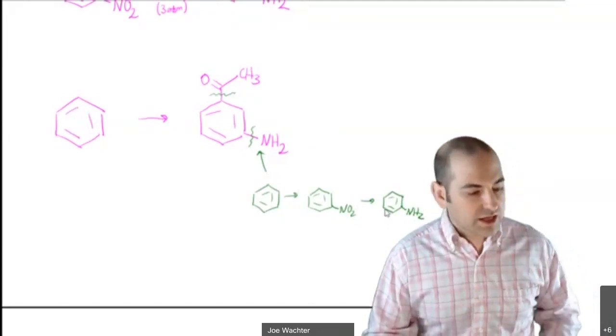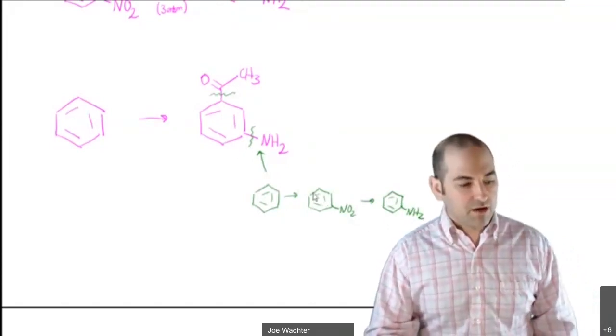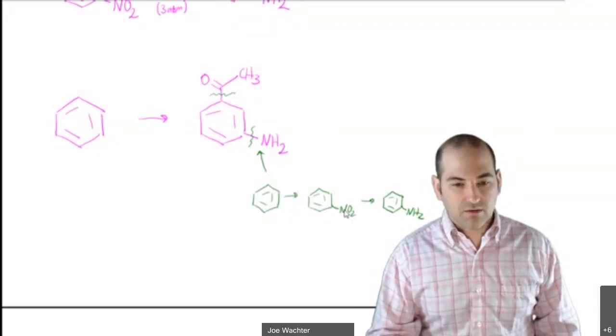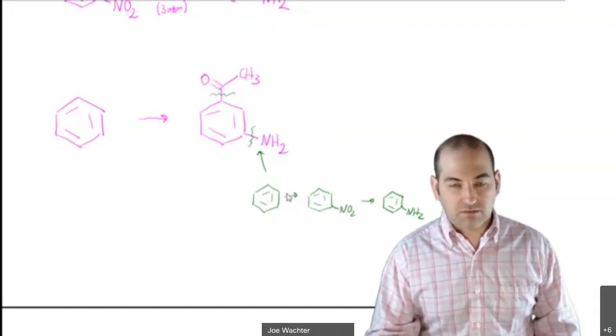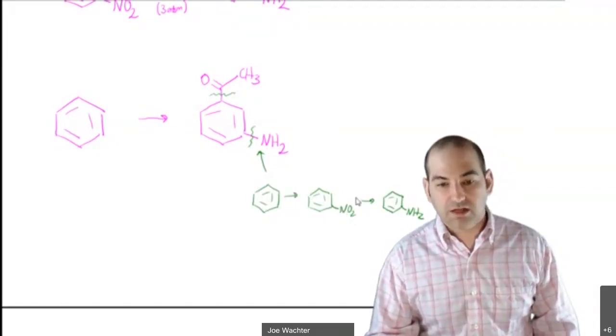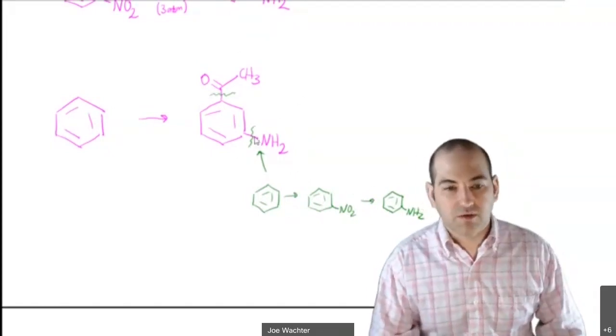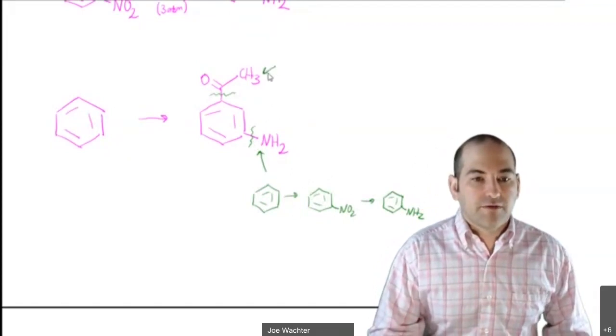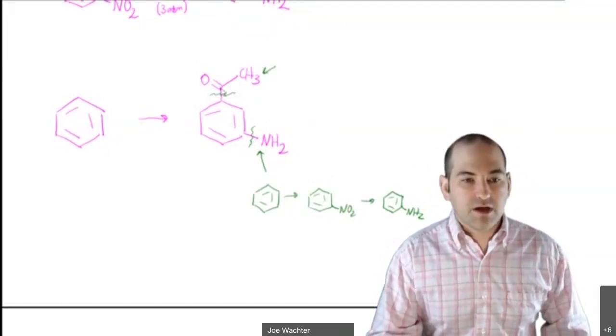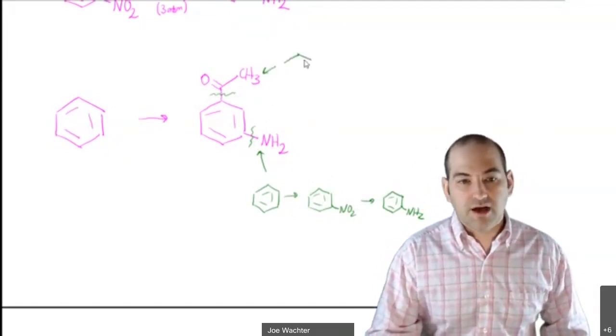So that's kind of our general plan for that part, because we know that we can nitrate using nitric acid, sulfuric acid, and then reduce with hydrogen and nickel, like we just talked about. So that's how we can make that. For this part, this would be a ketone, so we do that through acylation.